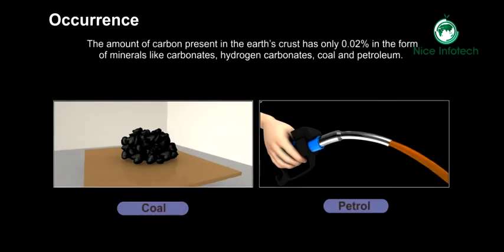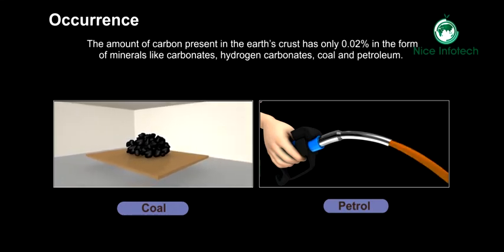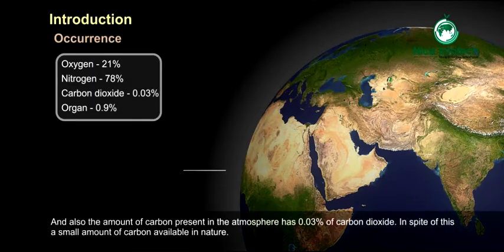Occurrence. The amount of carbon present in the Earth's crust is only 0.02% in the form of minerals like carbonates, hydrogen carbonates, coal and petroleum. And also the amount of carbon present in the atmosphere is 0.03% of carbon dioxide. In spite of this, a small amount of carbon is available in nature.